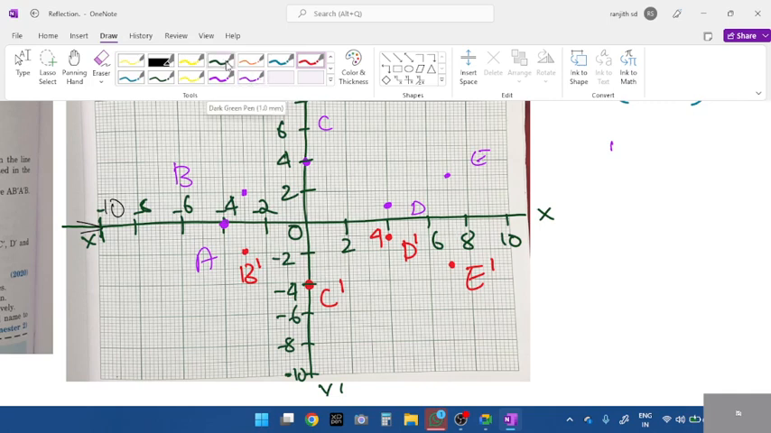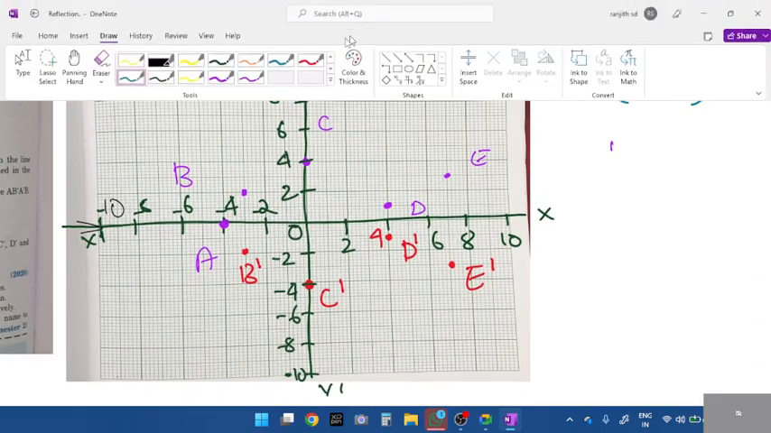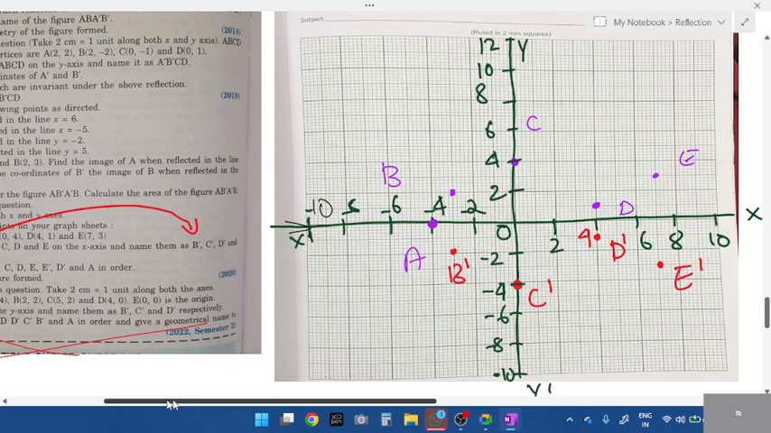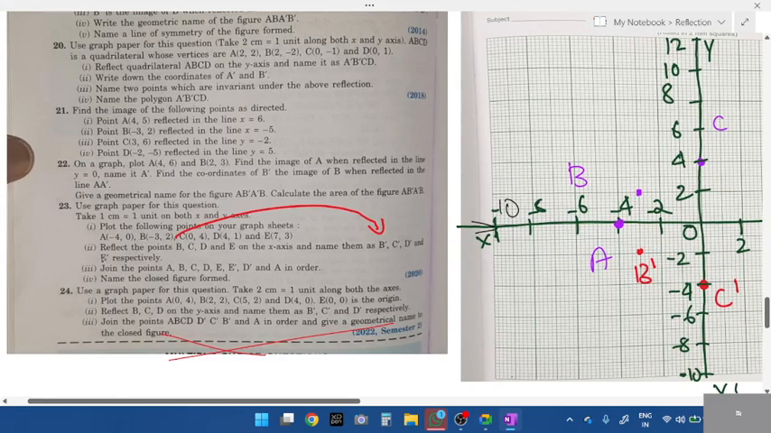Let us join the figure. What is given, students? You'll get 2 marks for this. Third one. What is given? Join points. Not all the points. What are the points we have to connect? A, B, C, D, E dash and A dash. In order, students.